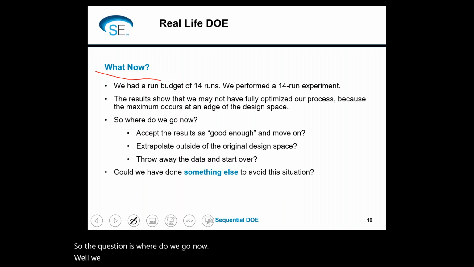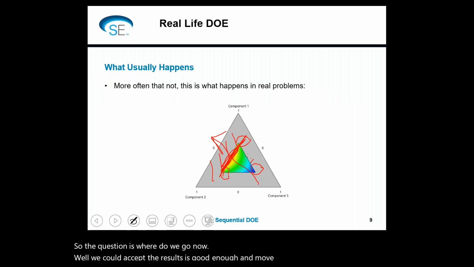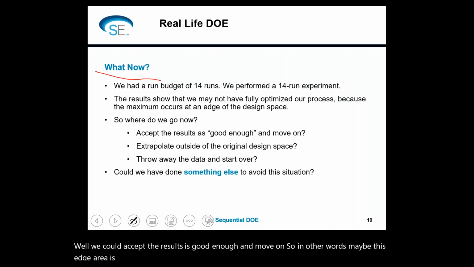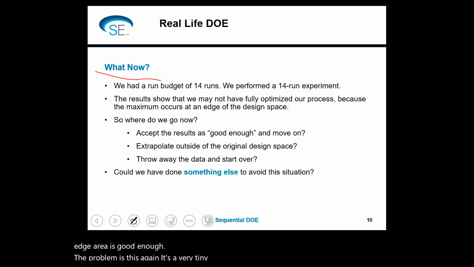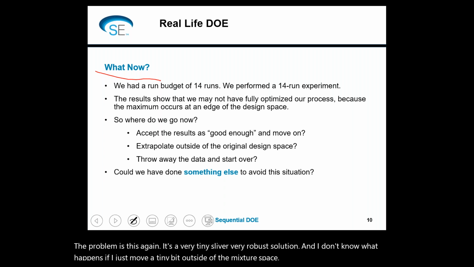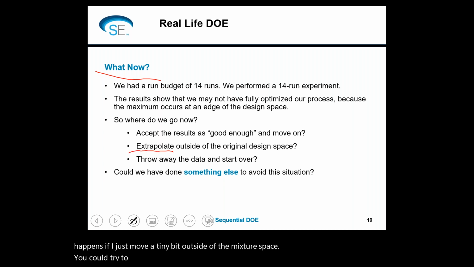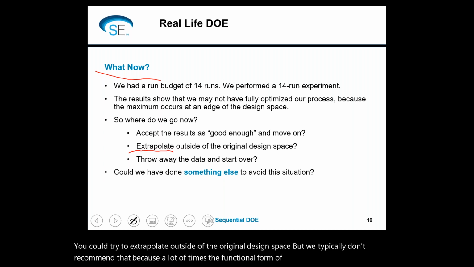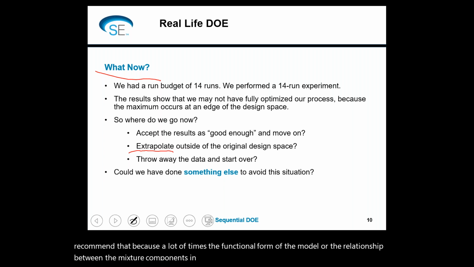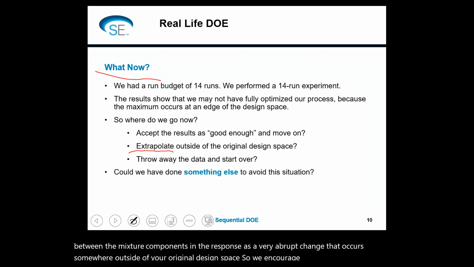Well, we could accept the results as good enough and move on. So in other words, maybe this edge area is good enough. Problem is again, it's a very tiny sliver. It's not a very robust solution, and I don't know what happens if I move a tiny bit outside of the mixture space. You could try to extrapolate outside of the original design space, but we typically don't recommend that, because a lot of times the functional form of the model, or the relationship between the mixture components and the response, has a very abrupt change that occurs somewhere outside of your original design space. So we would encourage caution if you were to do that.